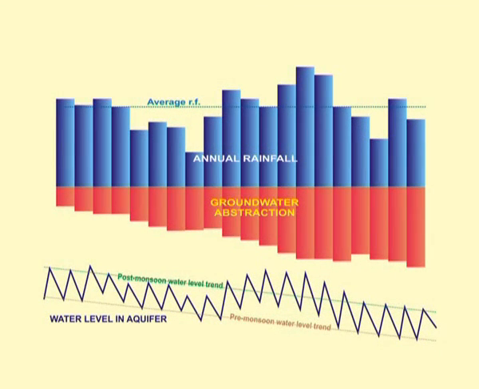The water levels in an aquifer also fluctuate over the longer term, say over a period of years. This fluctuation may be due to abnormal rainfall, recurring droughts, or because of some exceptional trends in pumping.